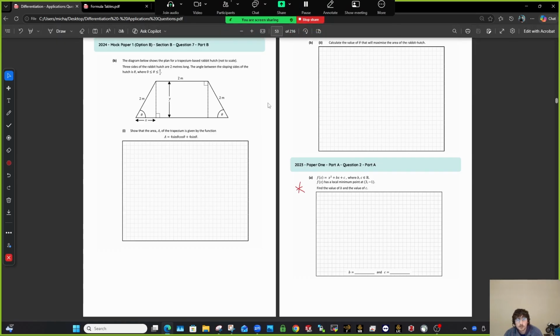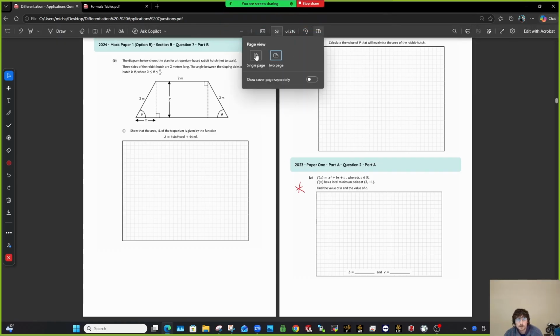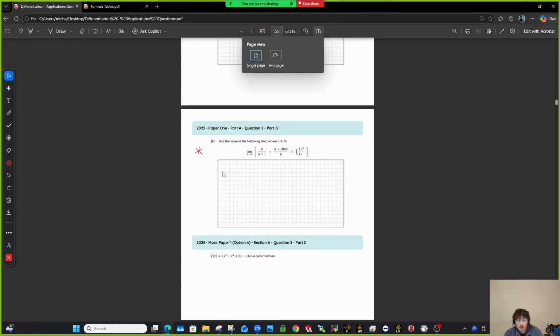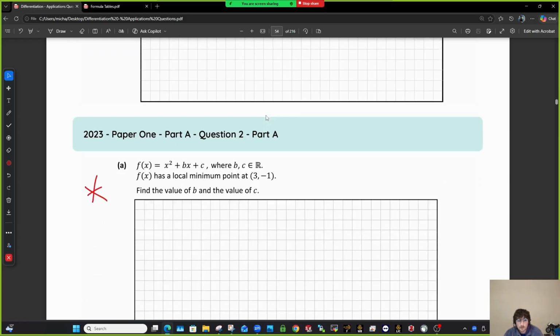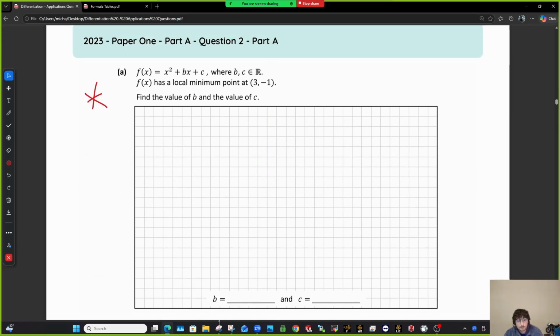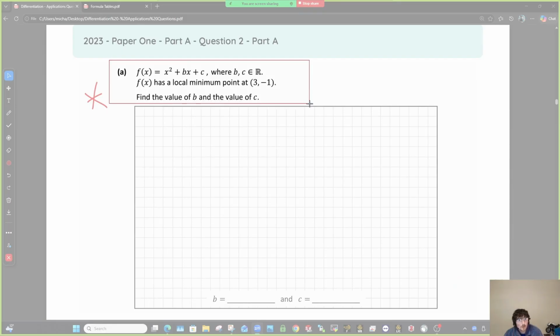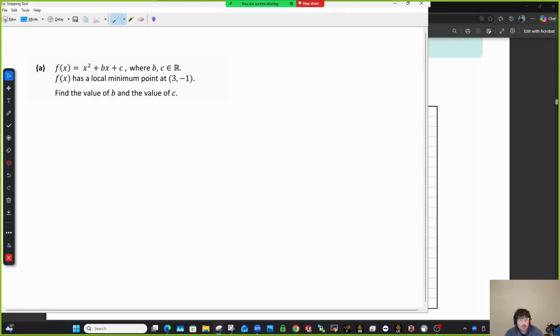So we have this question here from 2023, so we'll zoom in on this. The tricky rabbit question. So what do we got here? We're told that we have some quadratic here, and it has this local minimum. Find b and c. Okay, so pause the video, give that a go.